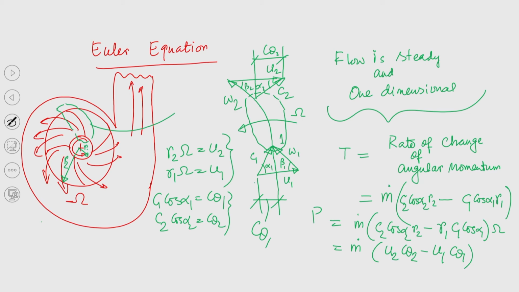Now, if we go to the next slide, so ultimately we have come up to here, that is power, which is nothing but torque into omega, we can express in this form. So, if we go to the next slide, power P equal to m dot, then u 2 c theta 2 minus u 1 c theta 1, right. See what will be the power developed by the pump, right.